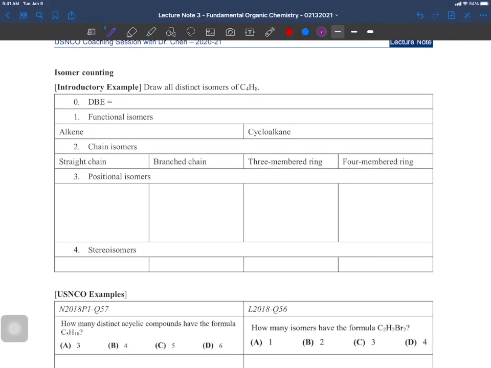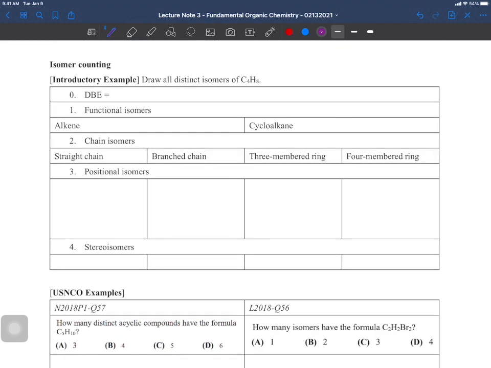So with this in mind, we can try to work on one practice problem. Our goal is to draw all of the isomers of C4H8. I want to show you the logical chain first because we still have a chance to work on the practice problems later. So the first step, actually the most important step, which is also easy to forget, is to calculate the DBE.